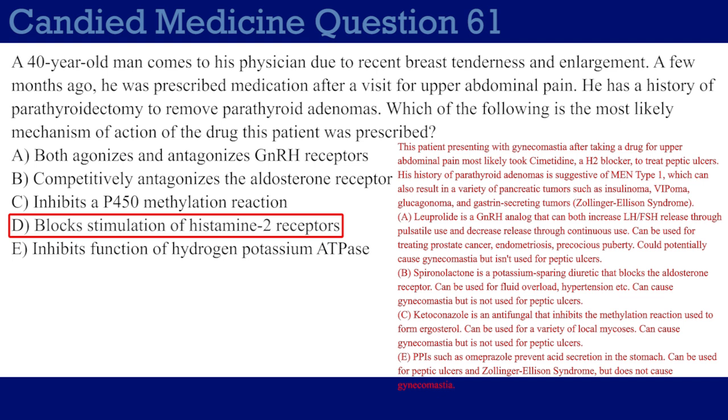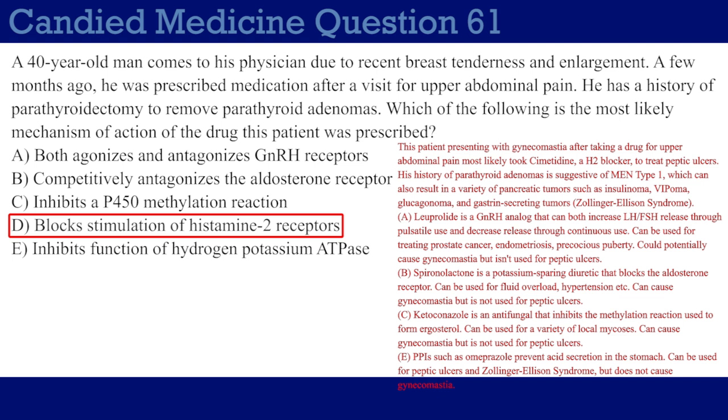So when you first give leuprolide, it might increase LH-FSH, but if you keep giving it without stopping, it can decrease levels. So leuprolide can be used for a number of cancers which are hormone dependent, such as prostate cancer, sometimes breast cancer. It can also be used in precocious puberty and gender affirming care. So as you can imagine, since GnRH affects, well, your sexual development, then of course leuprolide can potentially cause gynecomastia, but you don't use it for peptic ulcers, so obviously that's the wrong answer.